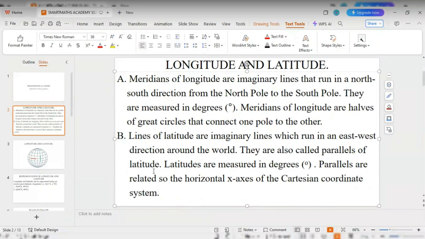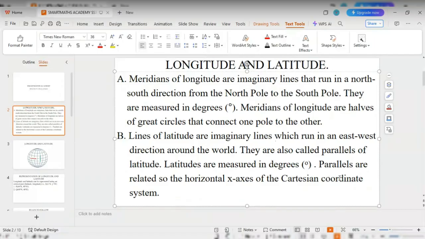According to this note, longitude is an imaginary line that runs from the North Pole up to the South Pole, and it is measured in degrees, while latitude is an imaginary line that runs from east to west, and it is also measured in degrees.